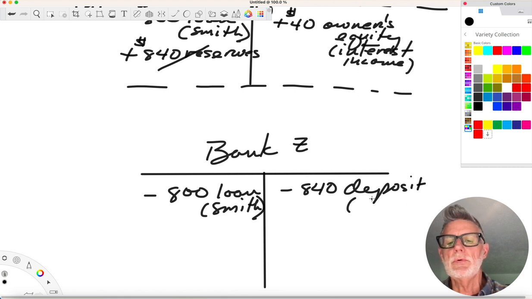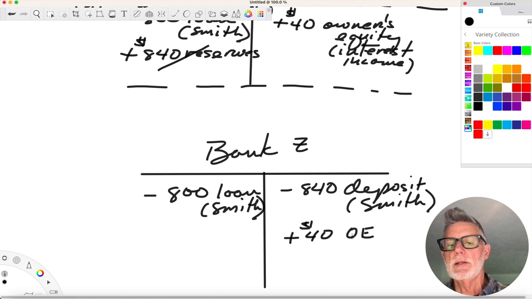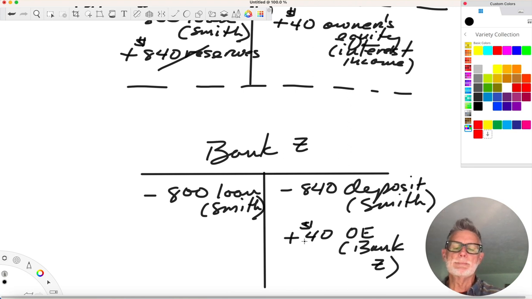And who paid that? Smith. So Smith paid $840, retires his loan, and adds $40 of owner's equity to Bank Z. Bank Z made a profit on this loan of $40. Okay, does the balance sheet continue to balance?